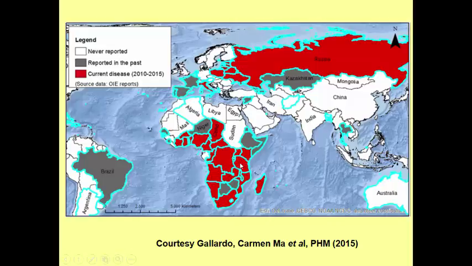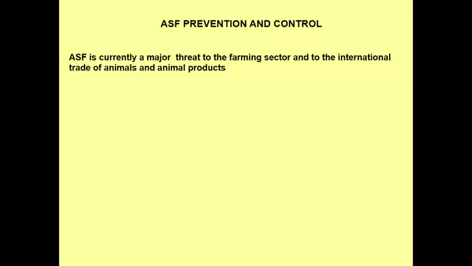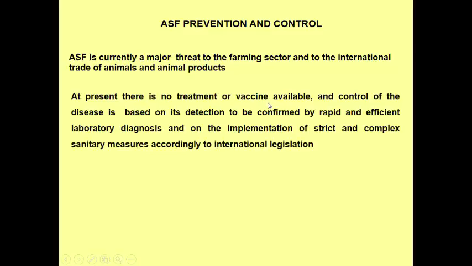And of course, the disease is endemic in Africa, in sub-Saharan countries, which is extremely important in terms of the danger of dissemination of the disease. So the prevention and control of African swine fever is a major problem. This disease is a major threat to the global farming sector and to the international trade of animals and animal products. At present, there is no treatment or vaccine available, and control of the disease is based on its detection, to be confirmed by rapid and efficient laboratory diagnosis.